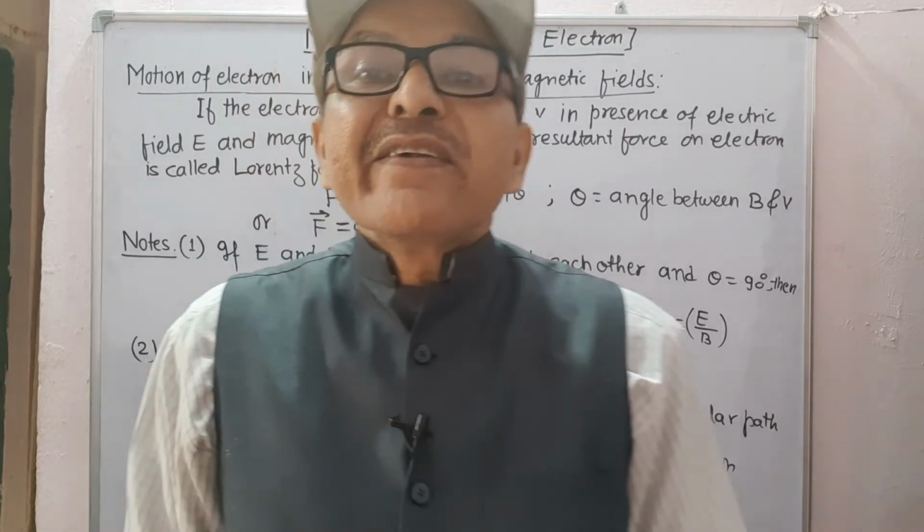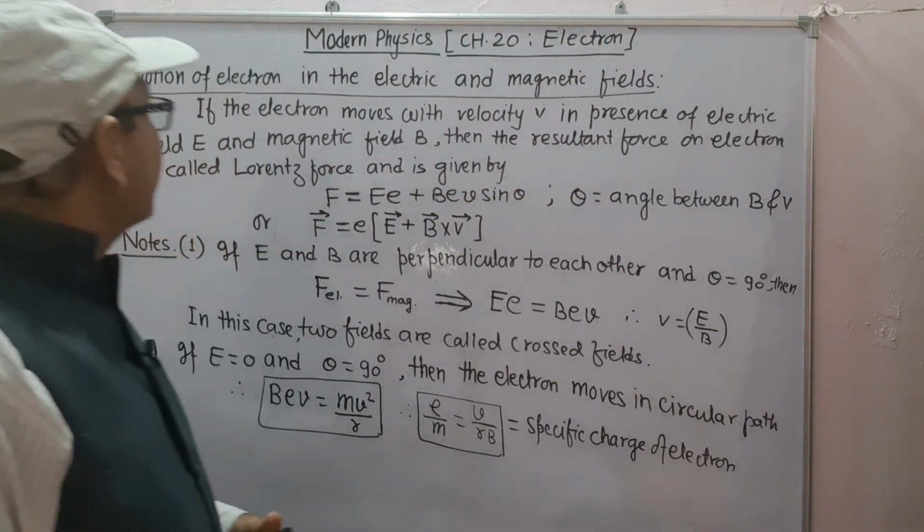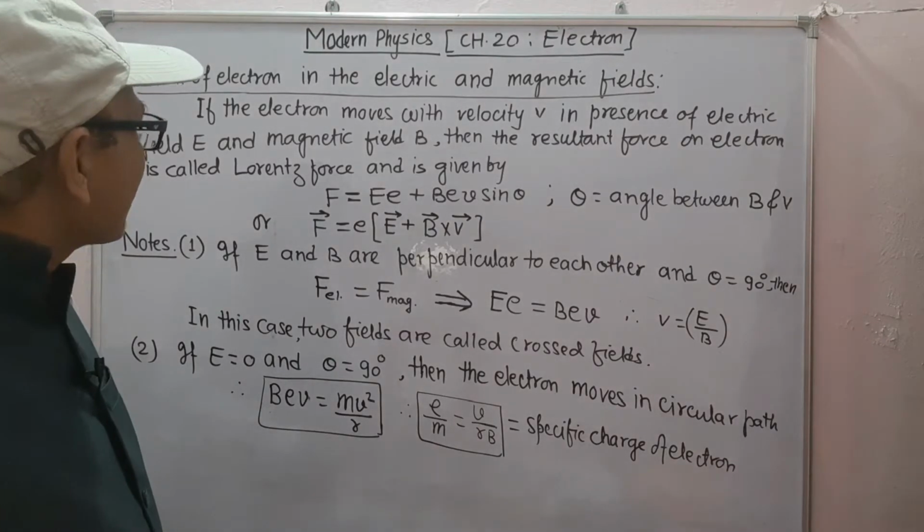Hello, dear students. Today we start with modern physics. At first we take the motion of electron in electric and magnetic fields.